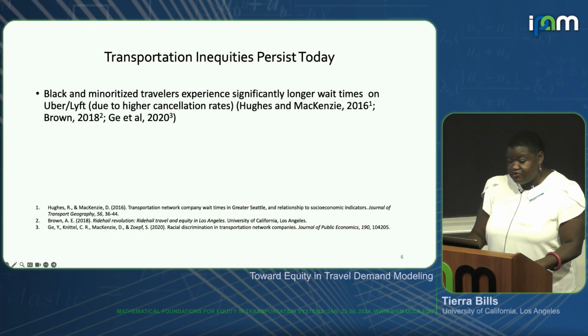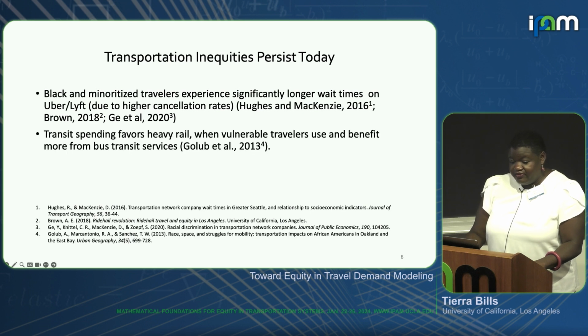Also, what motivates my work is not just the historical picture, but the fact that these inequities still persist today. So here are a couple examples. If we look at some of the recent studies using data from Uber and Lyft, it's been found that Black and minoritized travelers tend to experience significantly longer waiting times due to higher rates of cancellation among Uber and Lyft drivers.